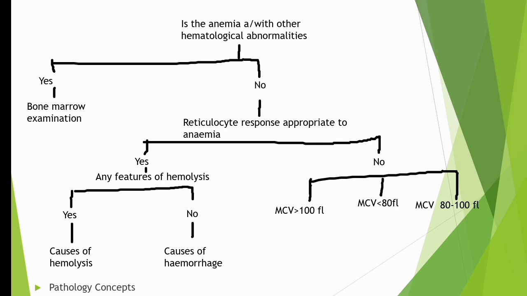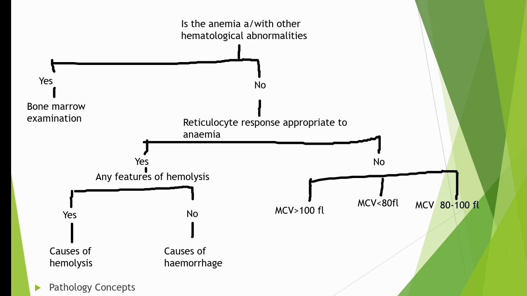If the anemia is associated with reticulocytosis, then see for any evidence of hemolysis or not. Hyperbilirubinemia is a marker of increased heme catabolism. Also increased serum LDH, increased excretion of hemoglobin. These all are markers of hemolysis.